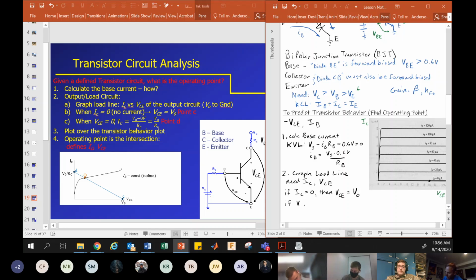Okay, then we do the same kind of logic game, but on the other side of the plot. If VCE equals 0, that would mean that all the voltage is being dropped across the resistor, the load. So we can do KVL, we can say V naught minus IC RC equals 0. So IC has to be V naught over RC. And we just calculate what that is, and we plot that up here. Then we draw a line. That's our load line.